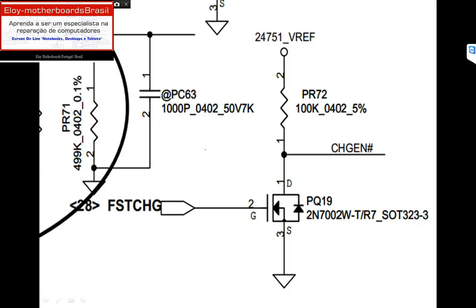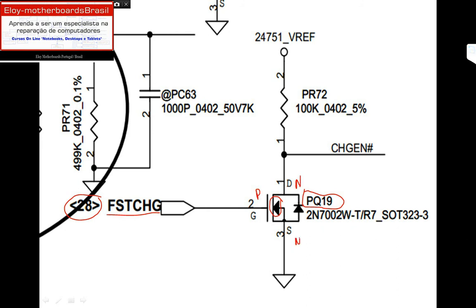The pin 1 of the charger IC will receive 0 volts. How? The KBC will send this signal, from page 28, named forced charge. This forced charge will get to PQ19. As we can see here, this is P, this is N, and this is N. Good practice.